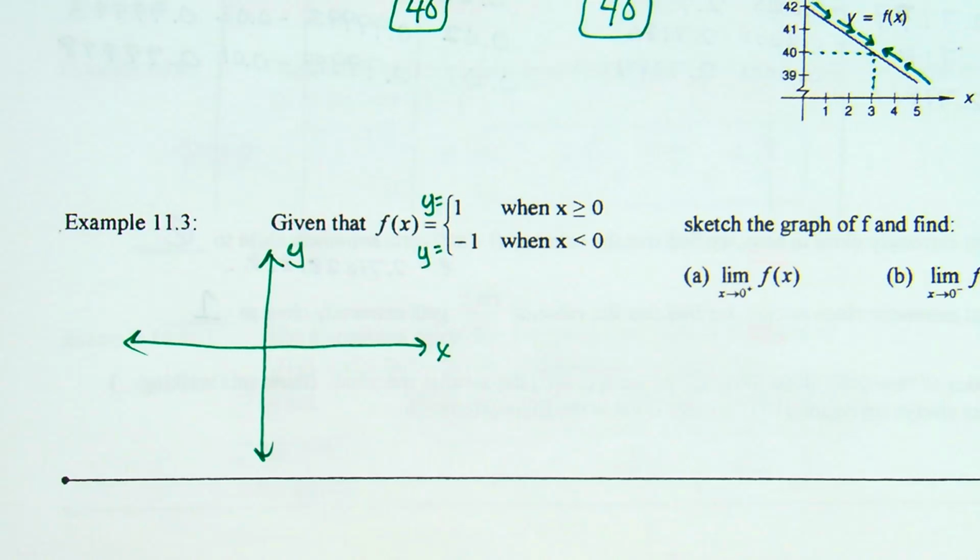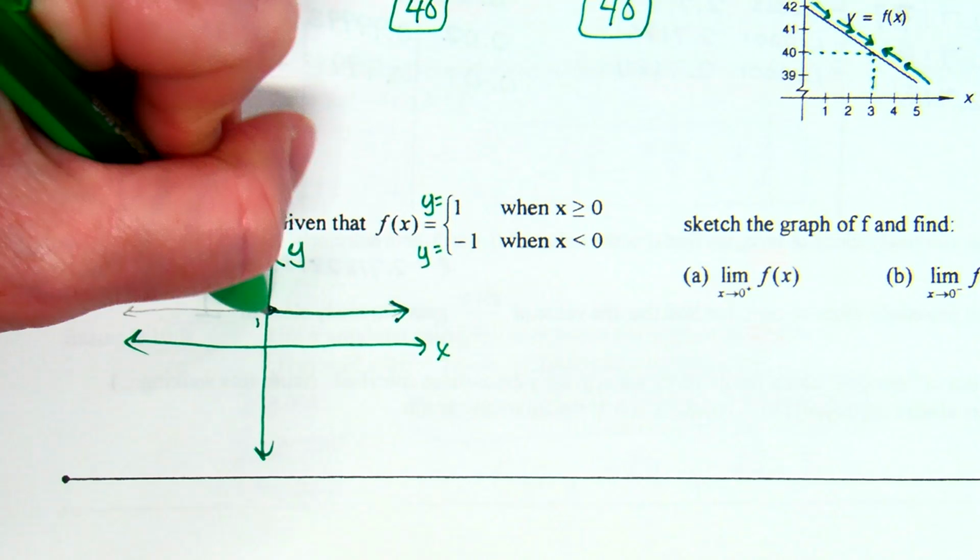So what's the graph of y equals 1 look like? Okay, it's a horizontal line up at 1, right? Now, officially, y equals 1 is a horizontal line all the way across, right? What section am I concerned about, though? When x is greater than or equal to 0, which is going to be the portion on the right. And at 0, it says greater than or equal to 0, so that is a closed circle, or it is defined at 0.